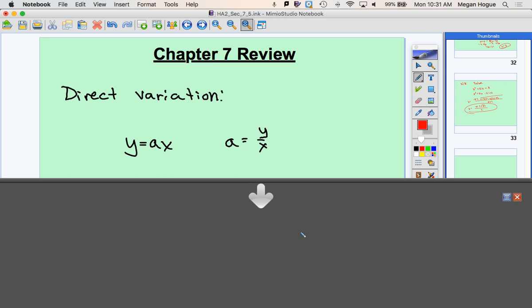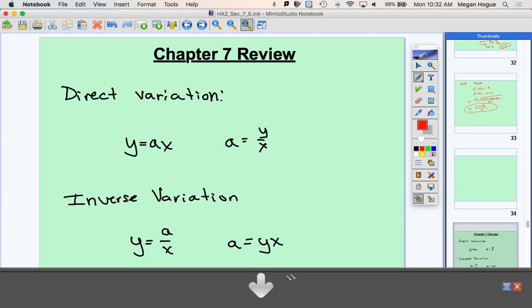What other kind of variation do we have? Inverse, or indirect, we can call it either, but this book calls it inverse. Remember that equation? Go ahead, Ella. Is it y equals a over x? Yep. And then if you want to memorize the a version, it's a equals yx. So y equals a over x, or a equals yx.